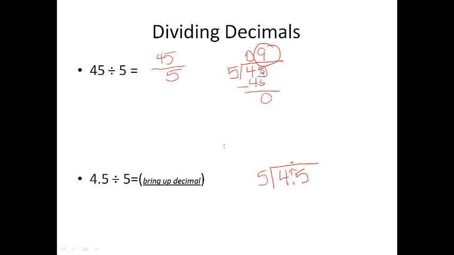Now, you should have known how to do that. How many times does 5 go into 4? 0 times. How many times does 5 go into 45? 9 times. Once we put that decimal up, did we ever look at it again? No. Just forget about it once you bring it up. So now you have 9 times 5 is 45, 0 remainder. Easy. Now it gets a little bit tougher.